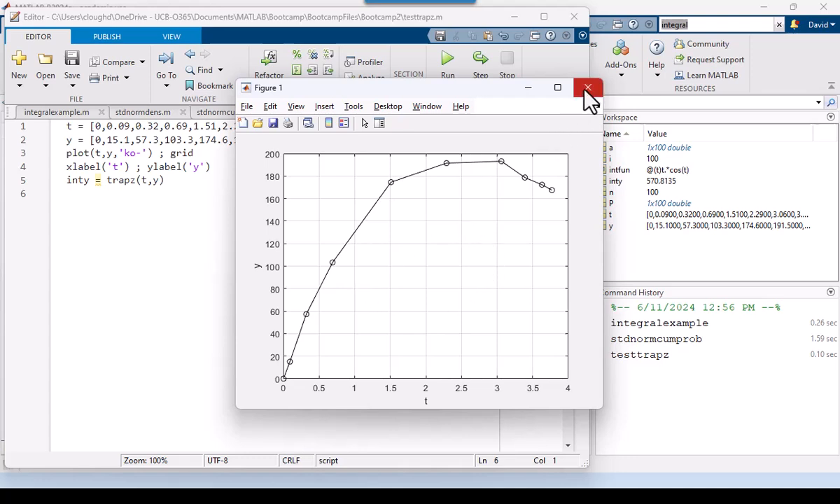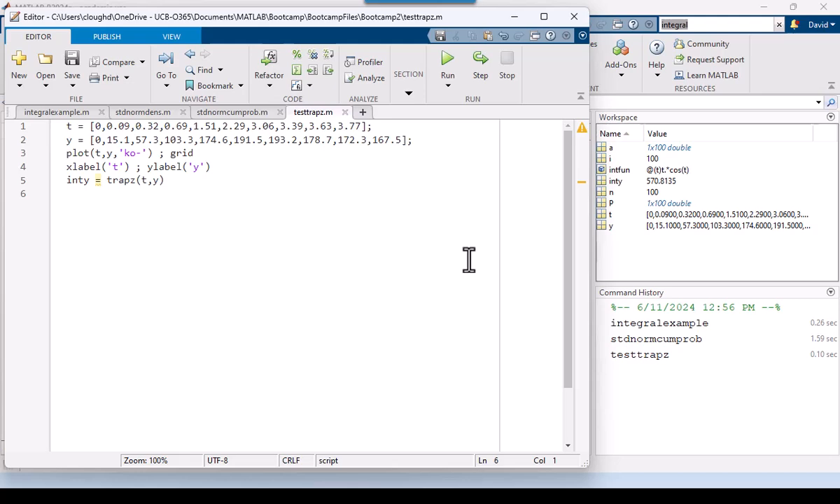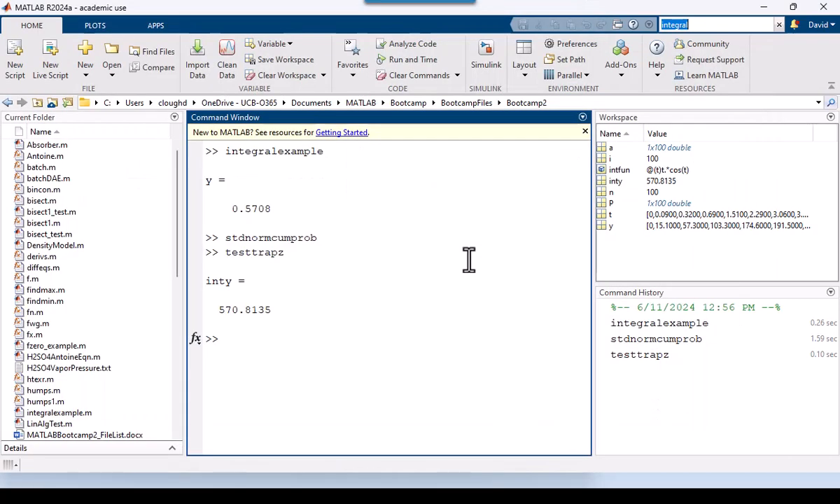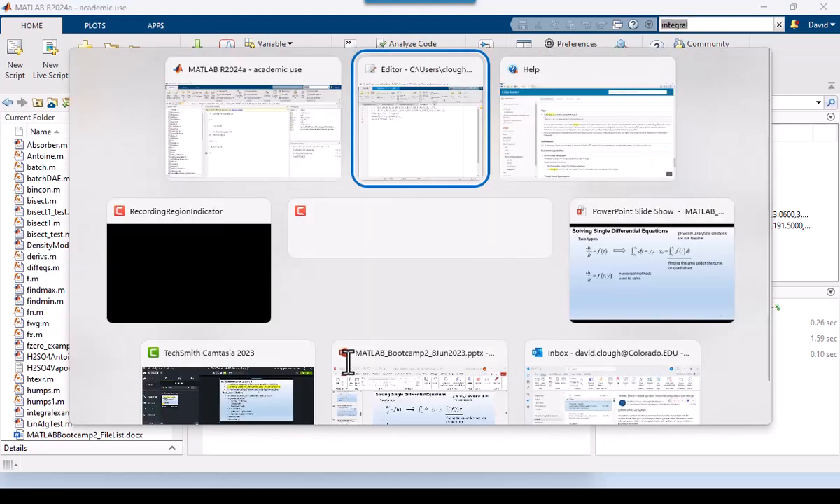Okay? And then if we go over to our command window, we can see that it gives us a result here of about 571. Okay? So there's your example of using trapz, and that can come in handy at times. So let's go back to our slides and review this, and then we'll move on to solving general single ordinary differential equations.